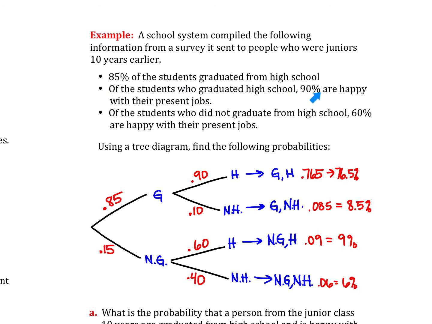Of the students who graduated high school, 90% are happy with their present jobs. So from the graduation folks, 90% of them are happy. Well, if 90% are happy, that means 10% are not happy. Of the students who did not graduate, so this branch down here, 60% are happy, which means 40% are not happy with their jobs. Once we have our tree diagram set up, we multiply along the branches. So 0.85 times 0.9, 0.85 times 0.10, 0.15 times 0.6, and 0.15 times 0.4. Now we can answer the questions that follow.